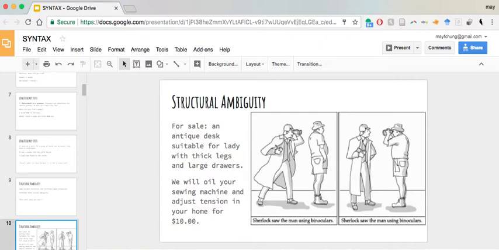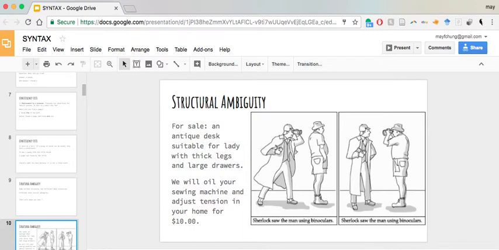So, for example, if I said, for sale, an antique desk suitable for a lady with thick legs and large drawers. This is a sentence that could mean two things. It could mean that there's a desk, right, suitable for a lady, right? And the desk has thick legs and large drawers. Or it could be that you're talking about a lady, and the lady has thick legs and large drawers. So you're really not sure what the meaning is.